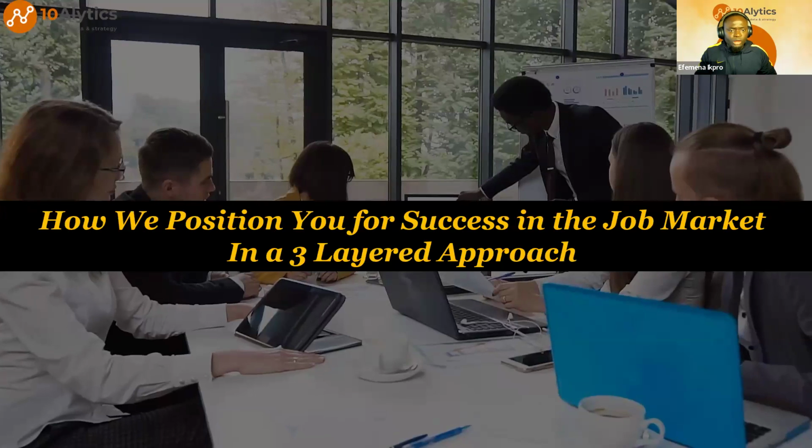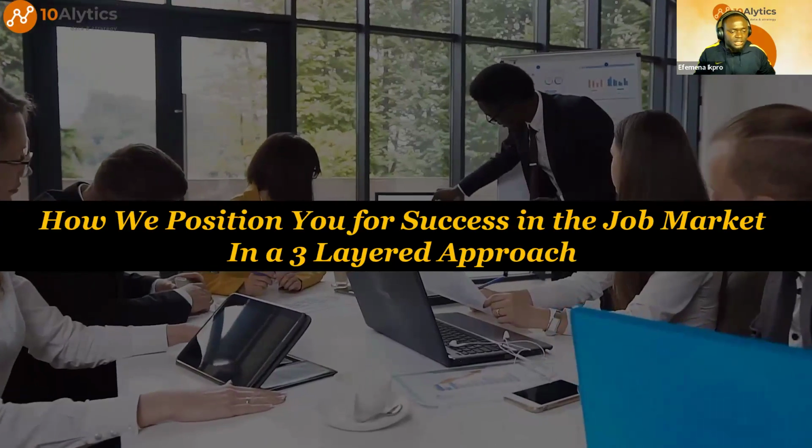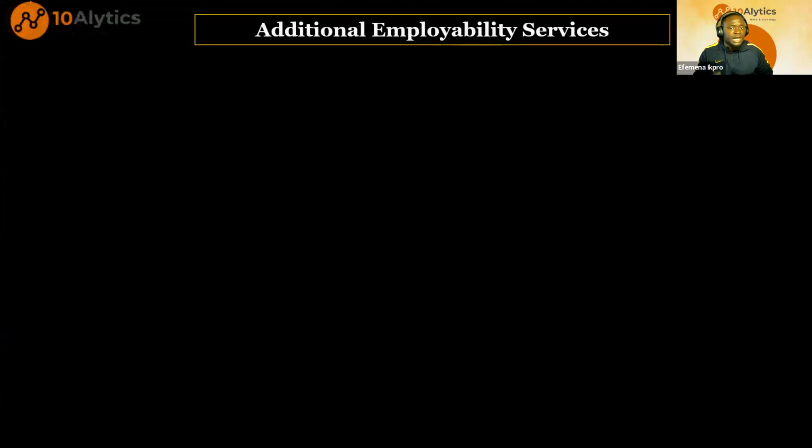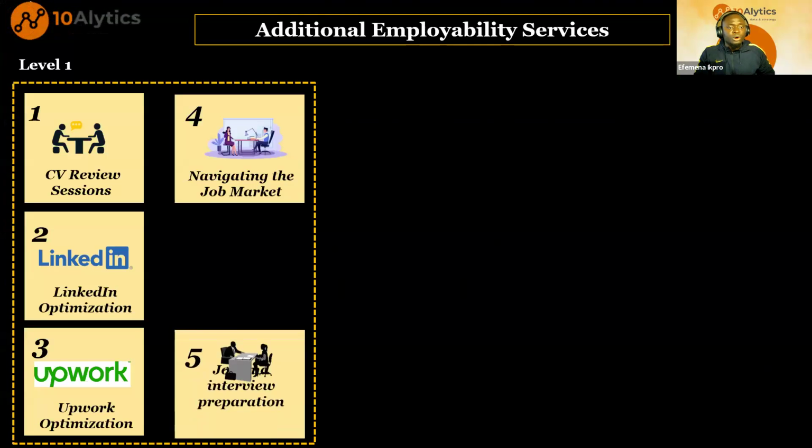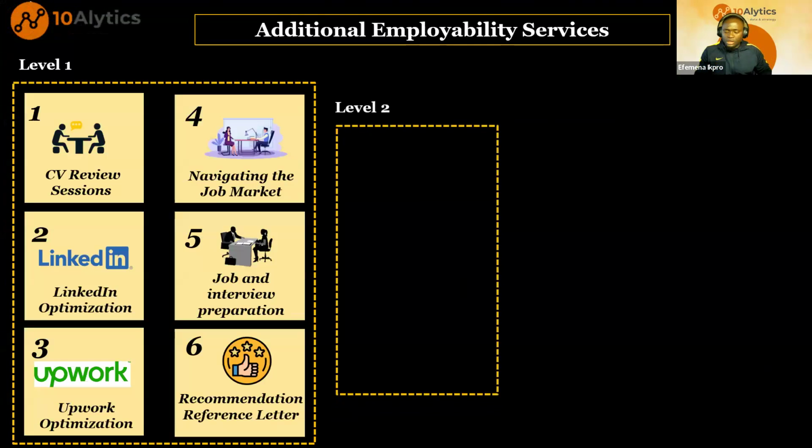All right. Moving on, how do we position you for success? Very simple, a three-layered approach. How do we position you for success? All right. Level one, we have 6 in this particular category. Number 1 there is CV review. In real sense, we call it a revamp of your CV.